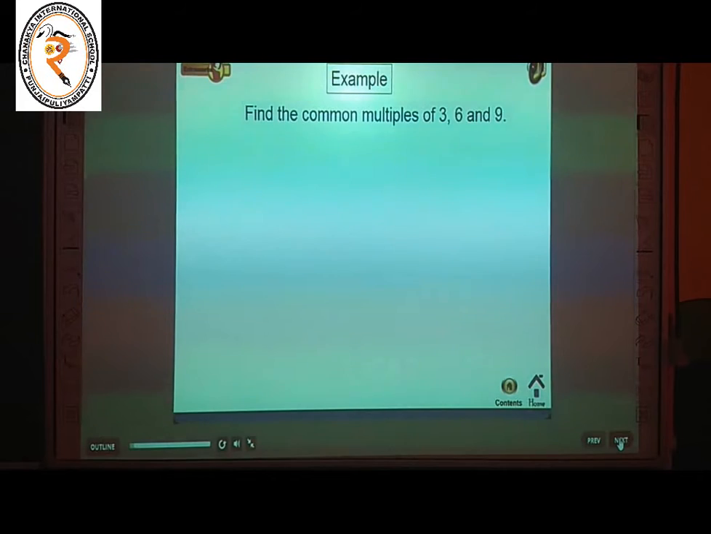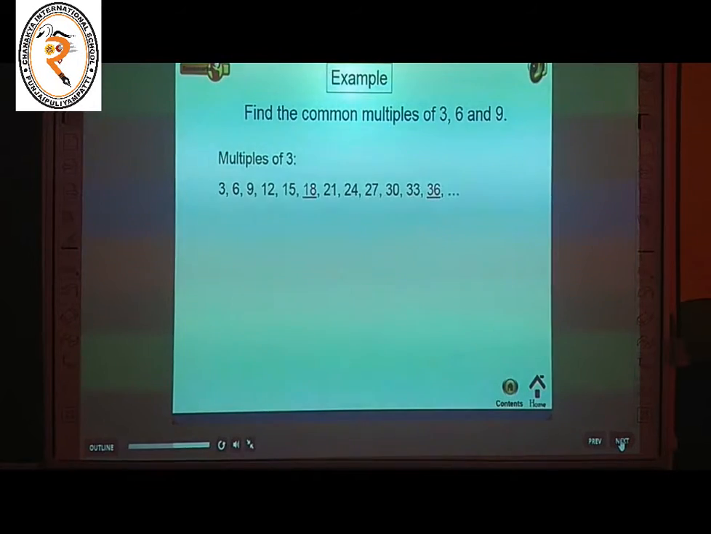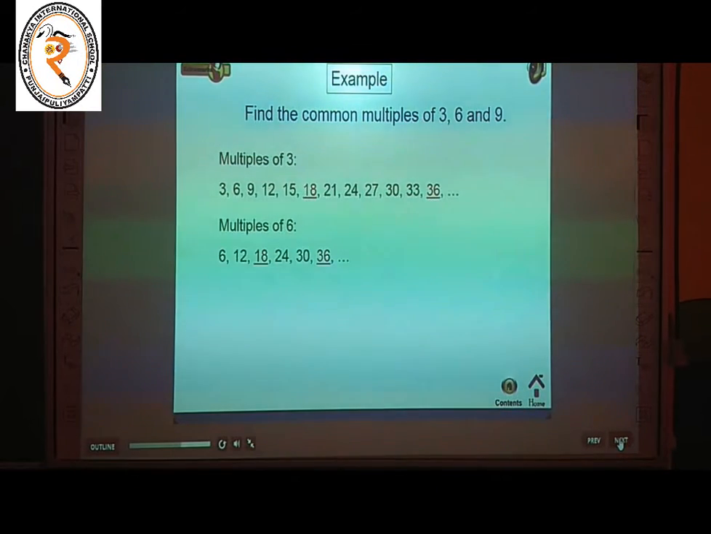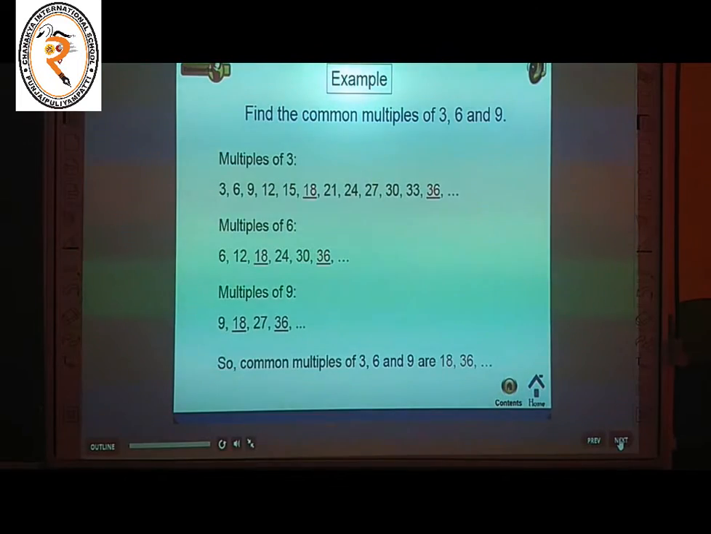Let us work out an example. Find the common multiples of 3, 6 and 9. First, let us write all the multiples of 3, 6 and 9. The multiples of 3 are 3, 6, 9 and so on. The multiples of 6 are 6, 12, 18 and so on. The multiples of 9 are 9, 18, 27 and so on. So common multiples of 3, 6 and 9 are 18, 36 and so on.